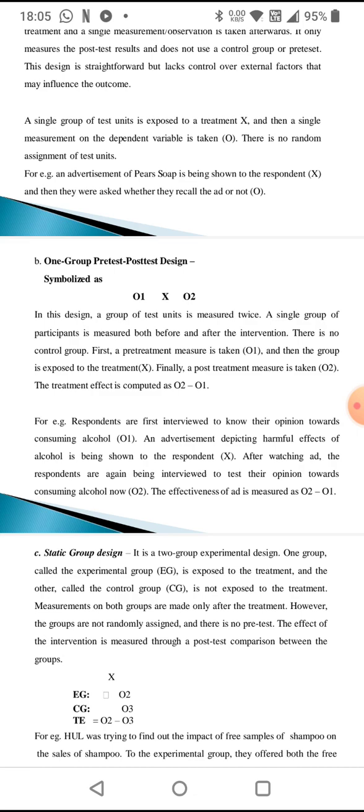Next is the static group design. Basically it is a two-group experimental design. One group is the experimental group, which is exposed to the treatment, and the other is called the control group, which is not exposed to it. So here you have your control group and the experiment group, and the treatment effect is calculated as O1 minus O2, because for the experiment group we are giving the treatment, that is, the procedure or process.